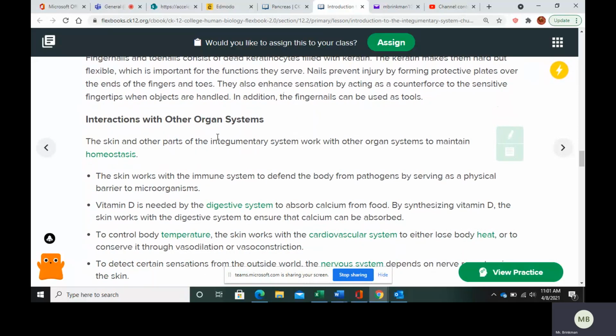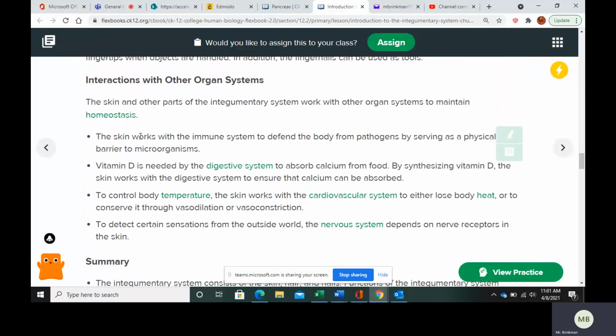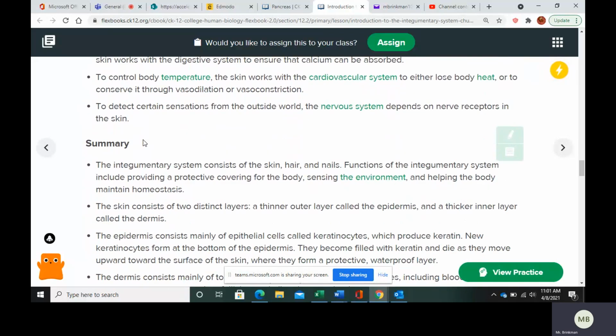So the interactions with other organ systems I will let you go through on your own, but hopefully that makes sense. So you can finish your questions and turn them into me.